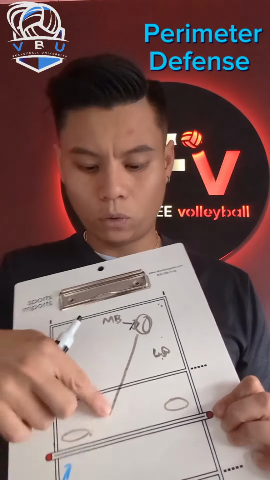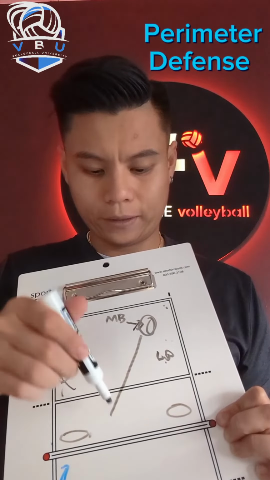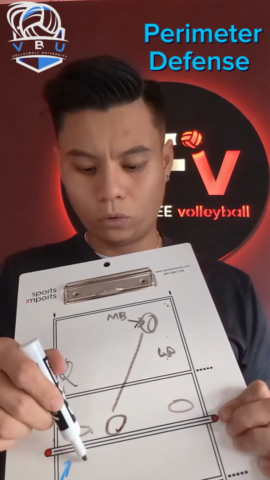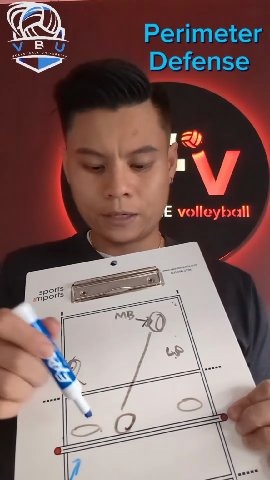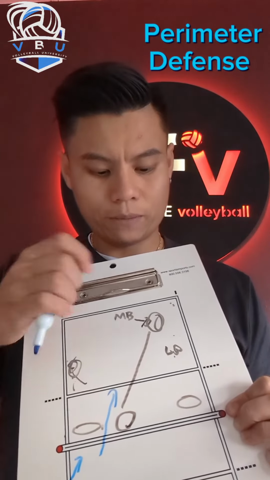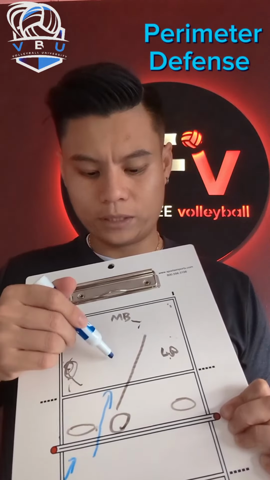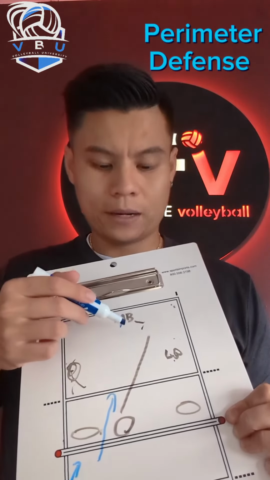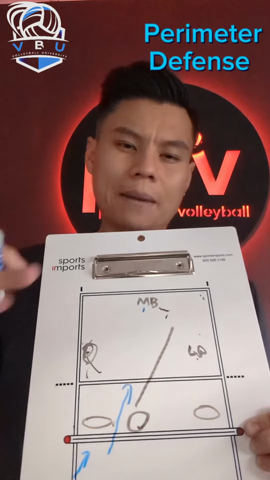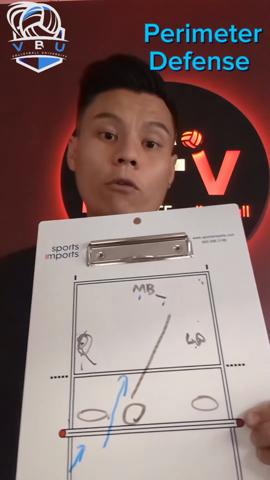Now, if there is a hole in the block, let's say your middle blocker is here and there's a hole for this shot right there, you're going to have to make a read here, but you're pretty much going to fill that hole. So if the hole is here, you might just stay right there and play defense there. It's a little bit more of a read type defense, but that's how you want to play it for a perimeter defense.